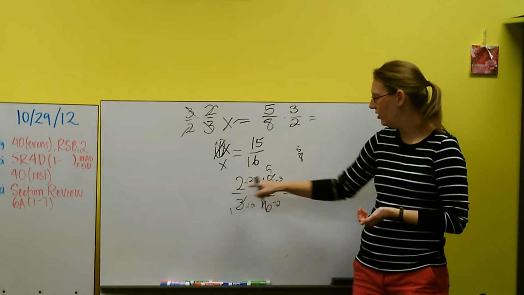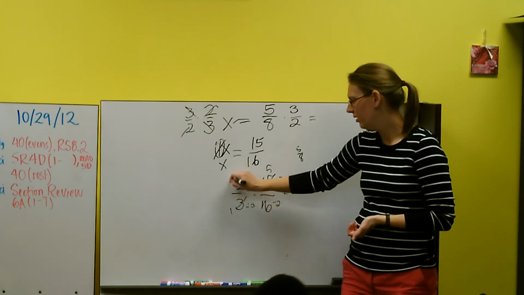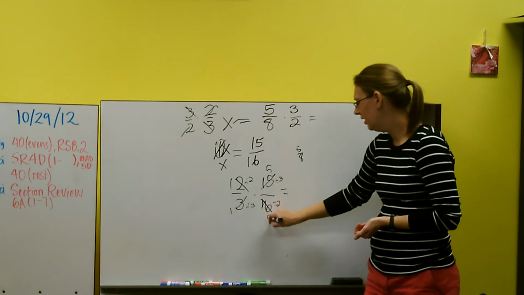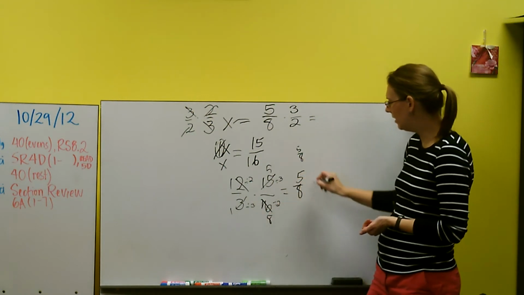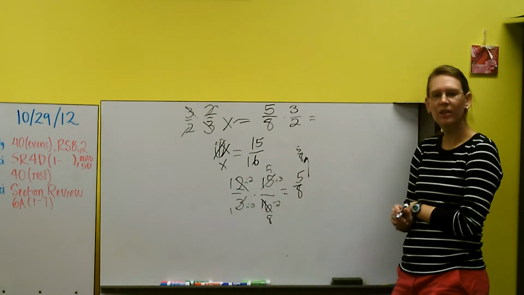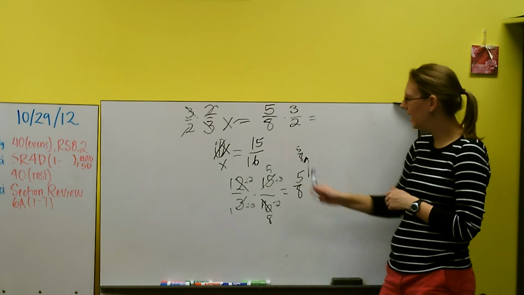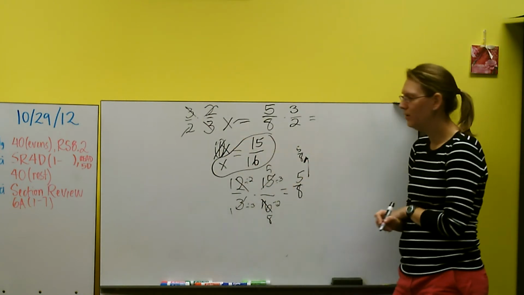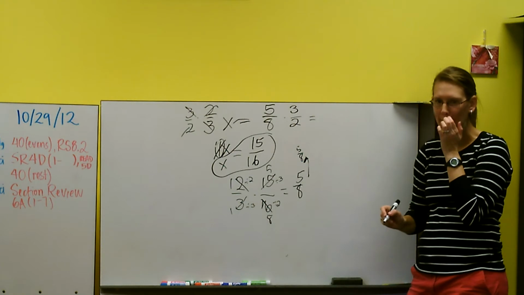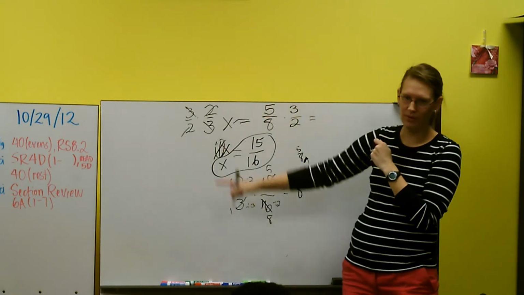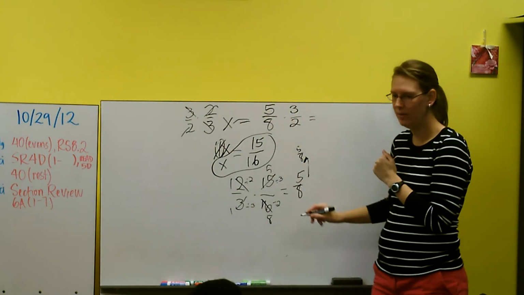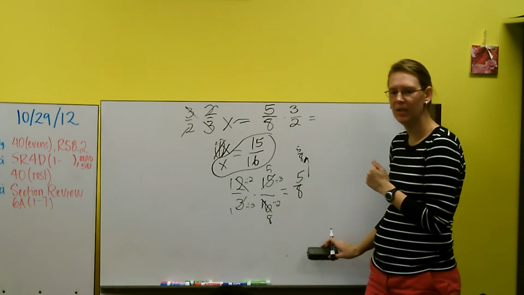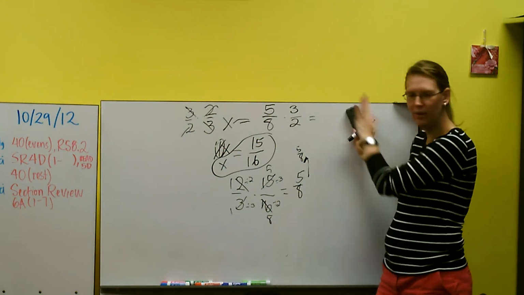Okay, so 2 divided by 2 would get you 1, and 16 divided by 2 is 8, so I got 5 over 8. Do they match? Yep, looks good. So my answer, x equals 15 sixteenths. Okay. Are we understanding reciprocal? Any questions on this?